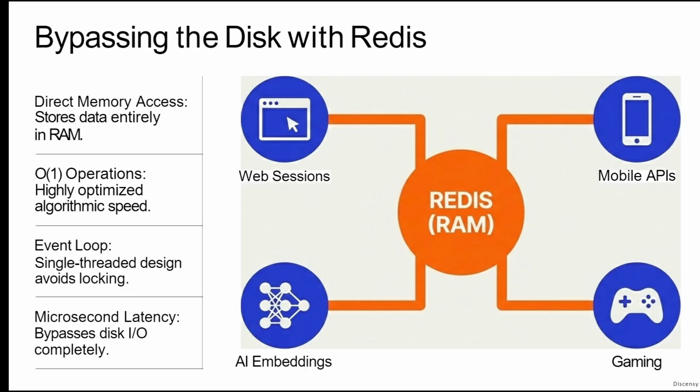Also you might understand the event loop, which is a single-threaded design that avoids locking, and it provides microsecond latency. That is, it is very fast. The delay is very low actually. So it bypasses disk input output completely.